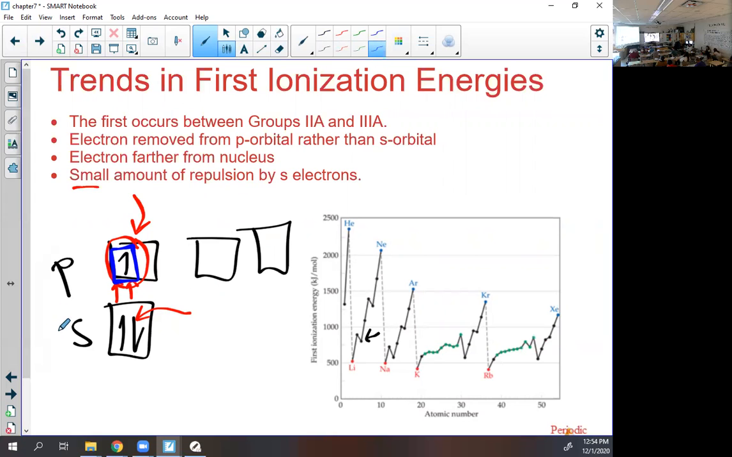No, this is a 2s and a 2p. So if it was a 1s, then we'd be there. All right, so since we have a p orbital, it's a little bit farther away. It's being a little bit pushed away by these. It's easier to remove than one of those in the s.